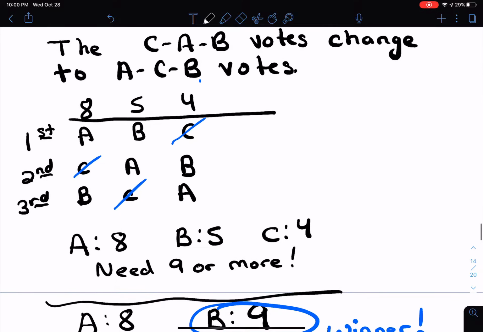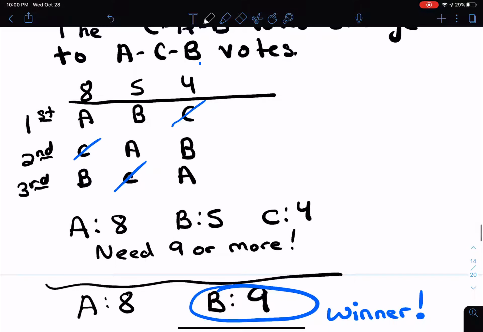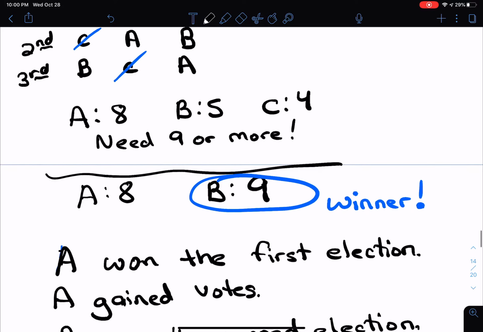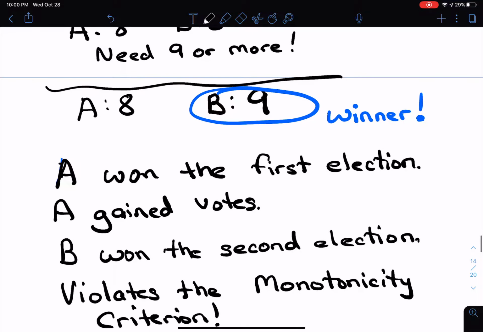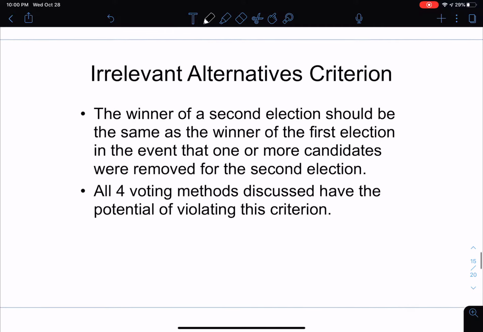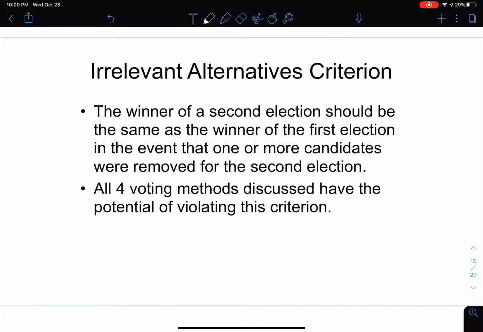So let's go back now. Just looking it over, making sure all my numbers look good. I'm trying to think if there's any other questions you might have, even though this is a video, but nope. Okay, last criterion. Irrelevant alternatives. The winner of a second election should be the same as the winner of the first election in the event that one or more candidates were removed for the second election. All 4 voting methods discussed have the potential to violate this. Interesting. All 4.